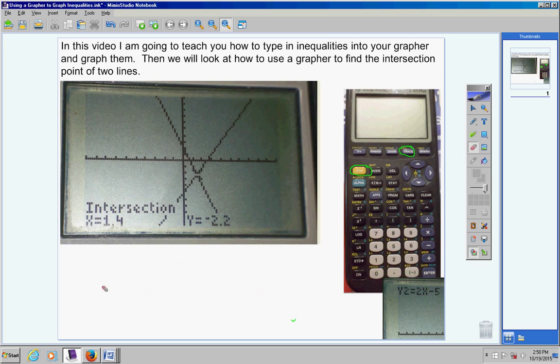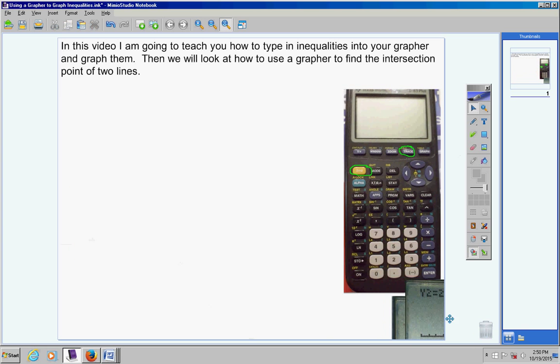Guys, I hope that you're taking notes on this and keeping this so you know how to use your calculators later on in college or whenever you need to, okay? But that is how you would find the intersection point of 2 lines by using your graphing calculator.